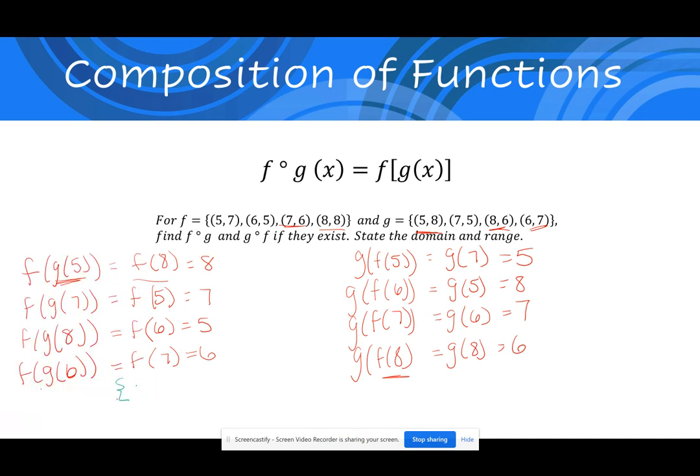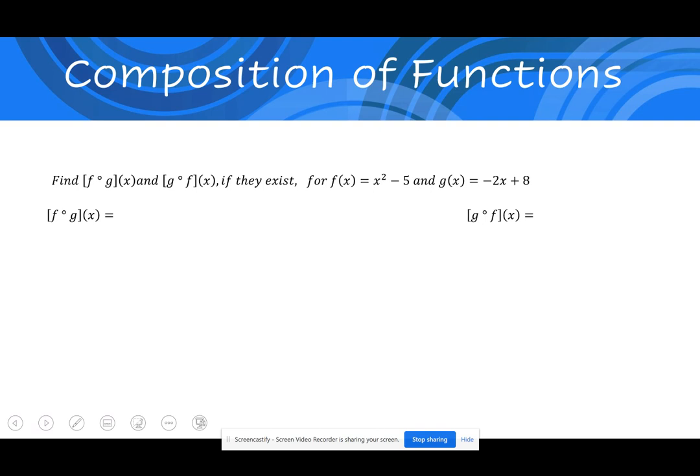So on this first set, our ordered pairs would be 5, 8, 7, 7, 8, 5, and 6, 6. Whereas over here, our ordered pairs would be 5, 5, 6, 8, 7, 7, and 8, 6. So you can see that they are not the same, but they both exist in this one because we can find both of them.